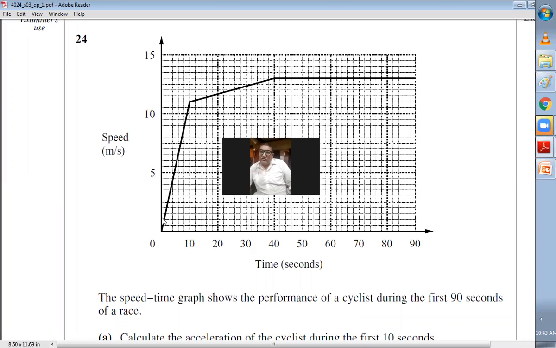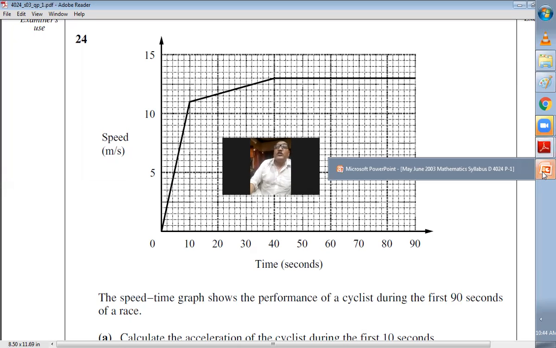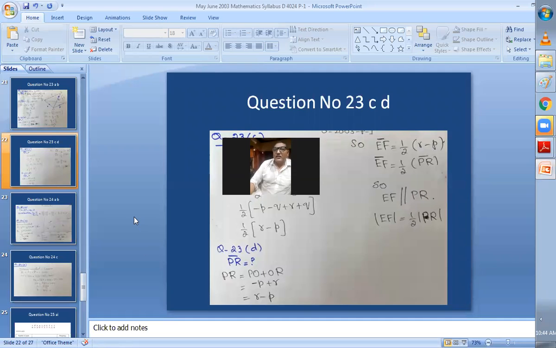So I will use 2 points on this straight line. I will note down their coordinates and I will find the slope of this line, y2 minus y1 divided by x2 minus x1. And that will be the acceleration. So let me show you my work. I have noted down 2 points on this line.